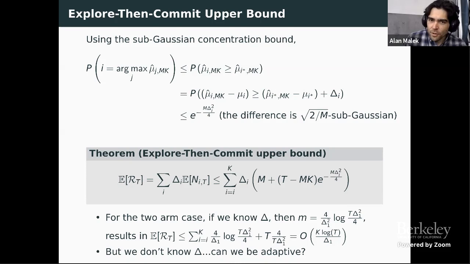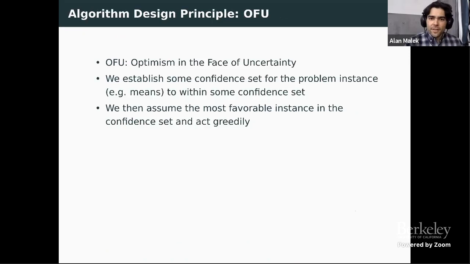And that sort of brings us to our second algorithm design principle, the first being exponential weights. And the second that we'll talk about today is OFU, or optimism in the face of uncertainty. And the main idea is as follows. You establish some confidence set on where you think the true parameters could be. Then you take the most favorable, plausible set of parameters, and then you play greedily. That's why it's optimism in the face of uncertainty, because you're being optimistic.